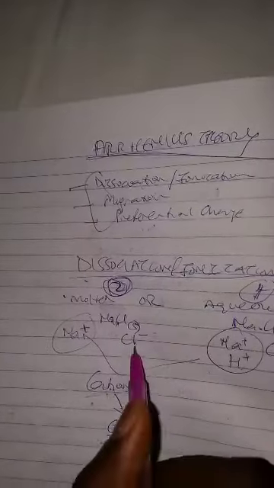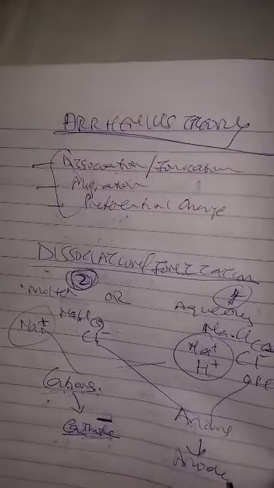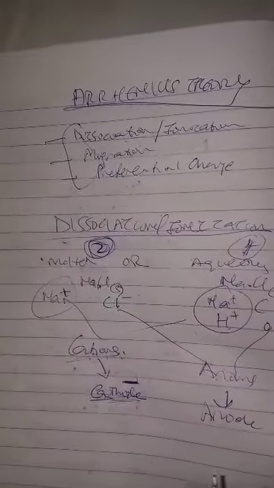Let's move on now. These negative ions are called anions. That means they are coming to the anode. Yeah, so I believe we can move on now. Let's try for another one.